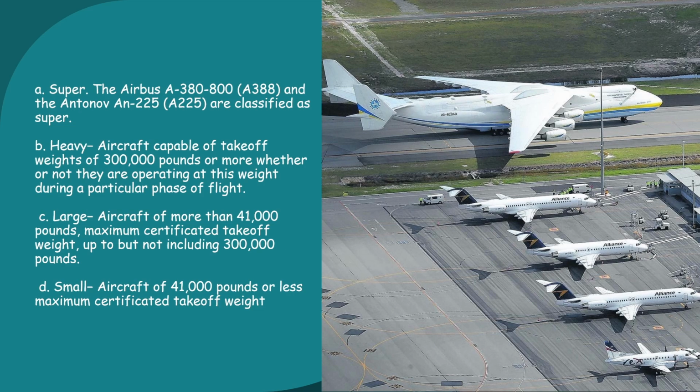Then we have heavy aircraft. They're classified as aircraft capable of takeoff weights of 300,000 pounds or more, and that's whether or not they're operating at that weight during their flight. And we also have large aircraft. They're more than 41,000 pounds, and up to and not including 300,000 pounds. And then small aircraft, they are 41,000 pounds or less.